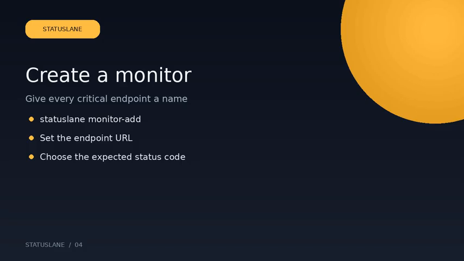Set the endpoint URL. Finally, keep the workflow simple enough to run on every release. Choose the expected status code. This is how a small check becomes a reliable operating habit for your product and your users.